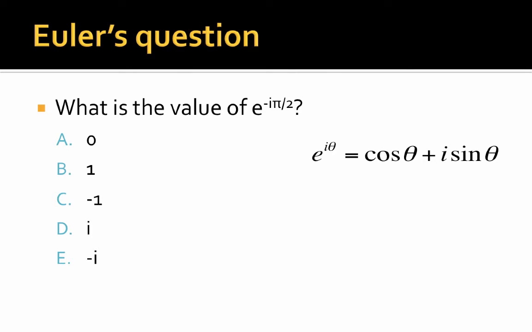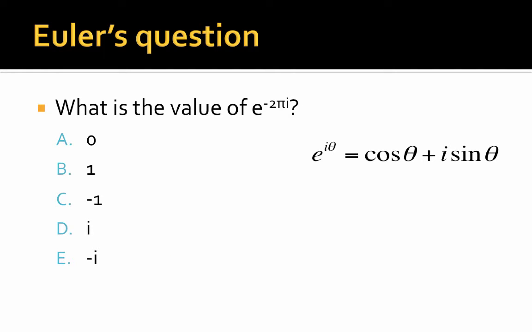The next question, what's the value of e to the minus i pi over 2? And pause. We find that it's minus i. You can draw these as well in the polar plane, or in the complex plane. This is practice of using the complex plane.